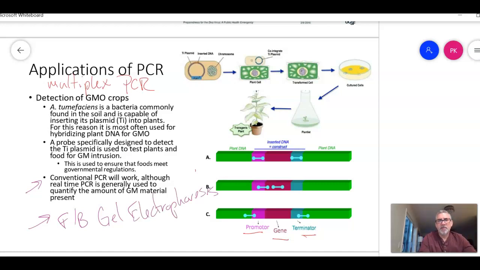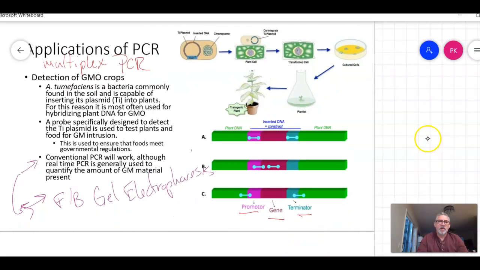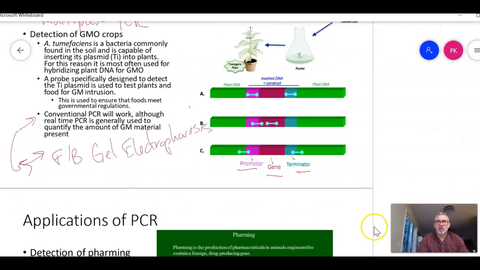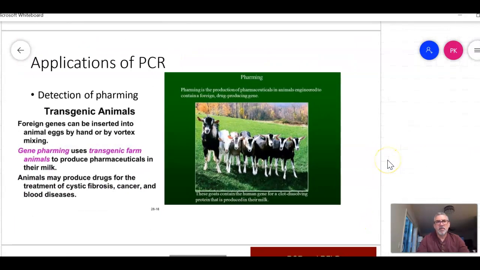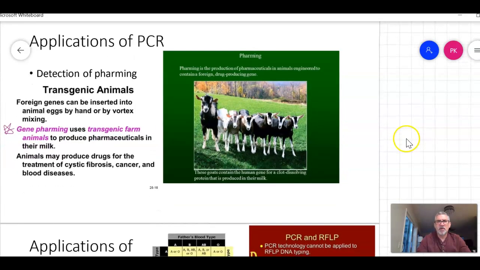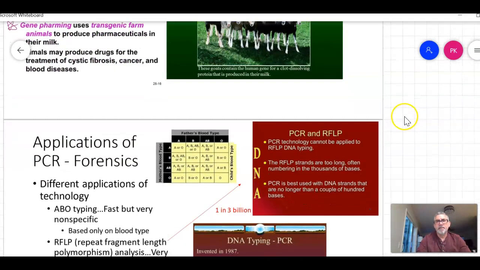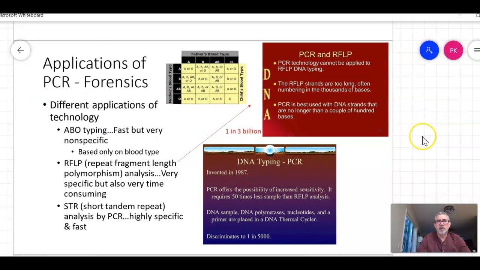So if we don't have real-time PCR, I can do conventional followed by gel electrophoresis. So remember that using multiplex PCR, we can look for transgenic animals. Remember, farming is creating transgenic animals. I don't believe that we're currently doing that in the U.S., so not really a good application.